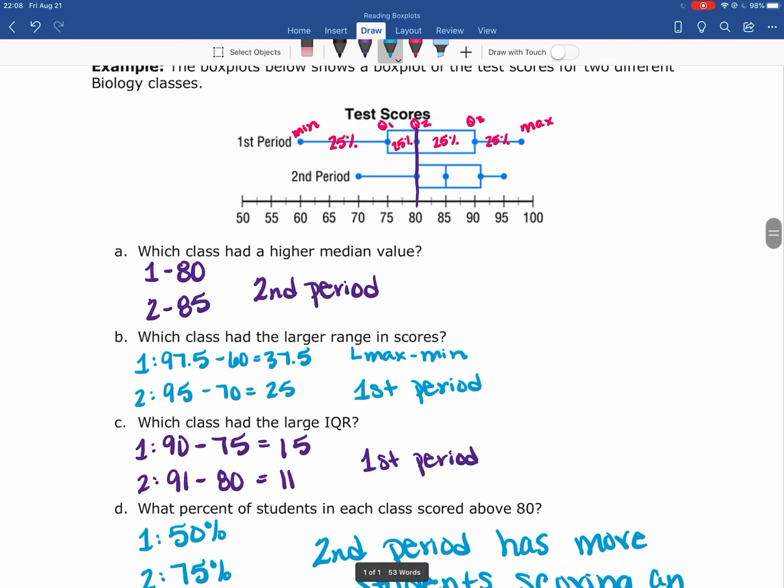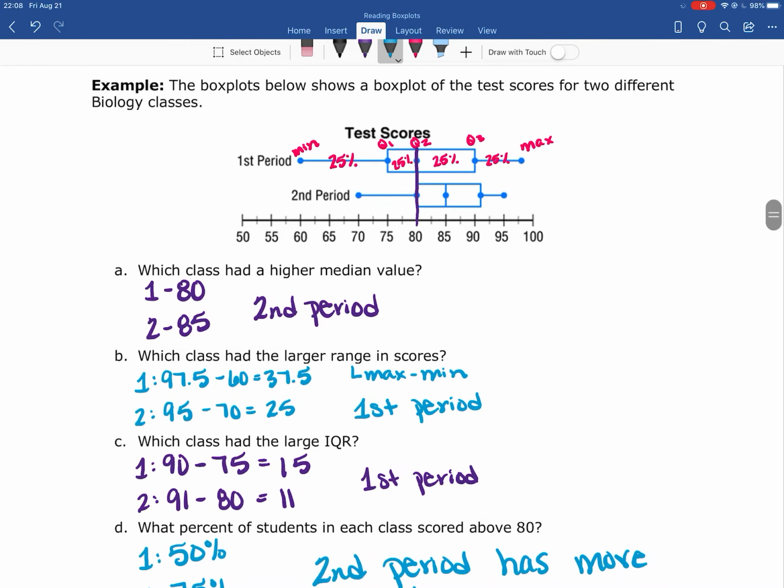So those are a couple of things we can look for on box plots. If there were an outlier value, that would be marked with an asterisk or a dot, and that would have then changed our calculation of the range. So we want to make sure that if there are outliers in the box plot we're looking at, we keep that in mind when we're calculating the range. So there's an example of how to read a box plot.